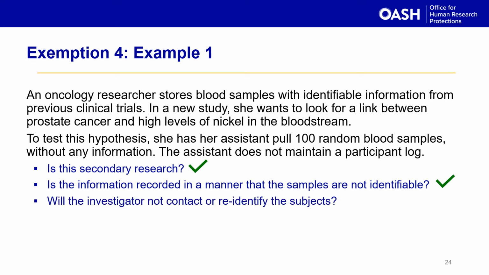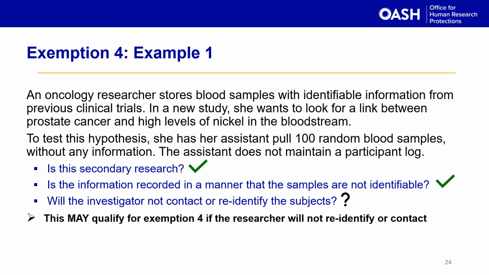Lastly, will the investigator try to re-identify or contact the subjects? Even though the investigator, as well as the assistant, does not know who donated these specific 100 random samples, she does know of everyone who has contributed samples from her previous studies. The assurances to not contact and to not re-identify are not clearly given. Determination reviewers should look for these specific guarantees in the protocol that re-identification of the samples will not occur, nor will the men be contacted. Exemption 4 may apply through the second provision if the researcher will not re-identify the samples and will not recontact the men.